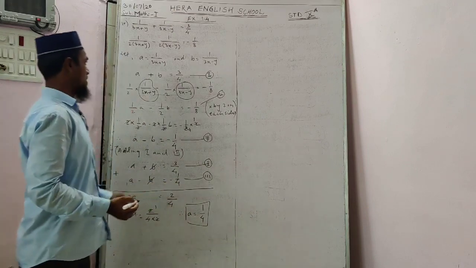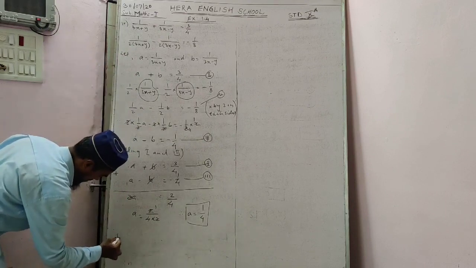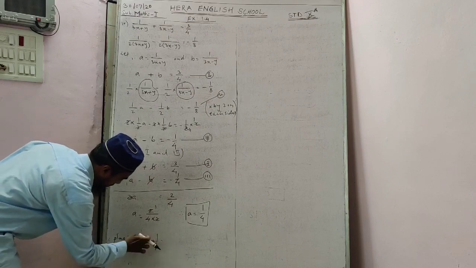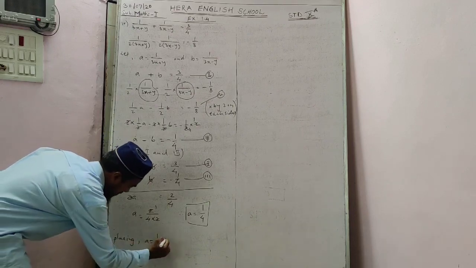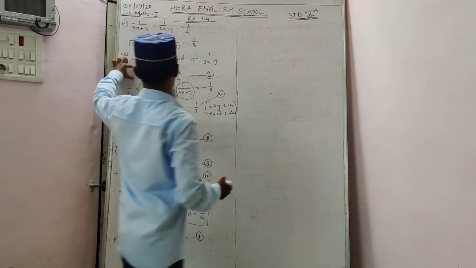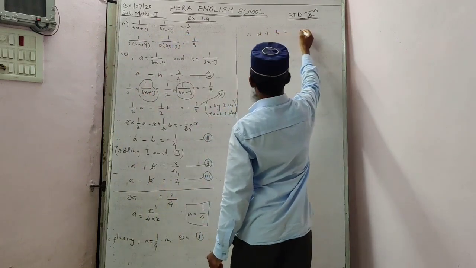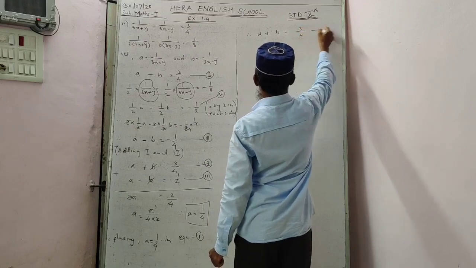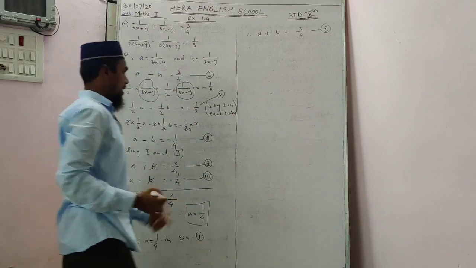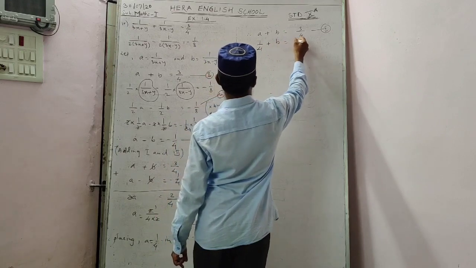We got the value of a, which is 1 upon 4. We'll put this value in the first equation. We'll write here, placing a equal to 1 upon 4 in equation 1. What's the equation 1? A plus b is equal to 3 upon 4. This is our first equation. By keeping our value of a, which is 1 by 4, we get 1 upon 4 plus b is equal to 3 upon 4.